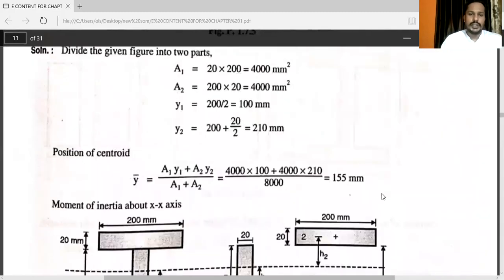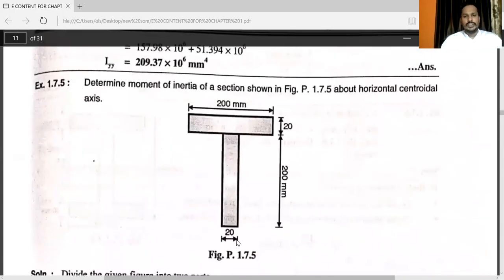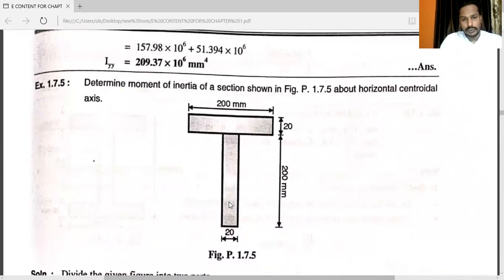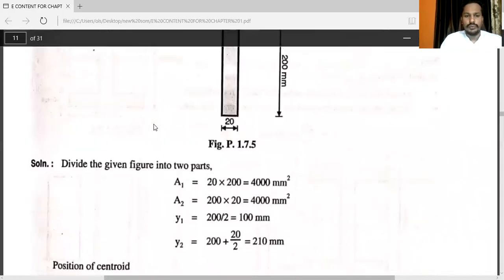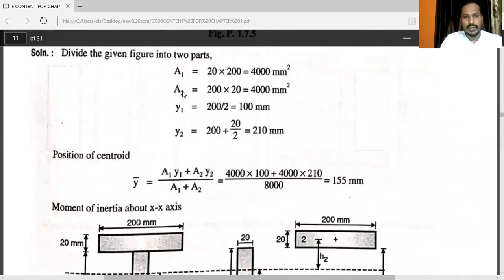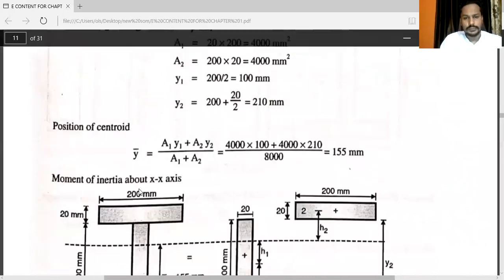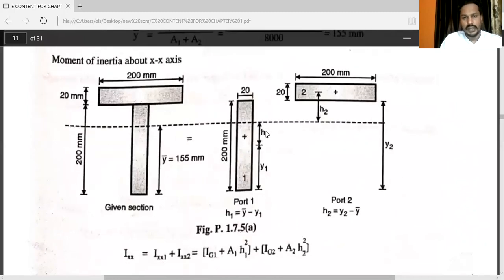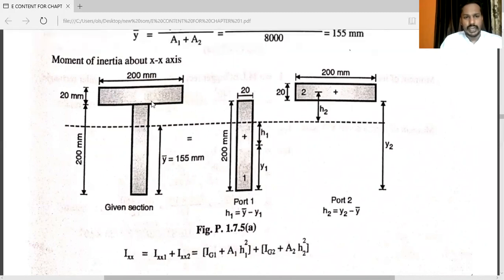So again, I am explaining. The first thing, this is a T section. The diagram is symmetrical about the vertical center line, so X bar will be 0. Here you just have to calculate the horizontal centroidal axis. So we have to calculate A1, A2, Y1, Y2, Y bar. After that, you have to calculate H1, H2. Similarly, you know that you have to divide the given diagram into two parts. This one is the first part, this one is the second part.